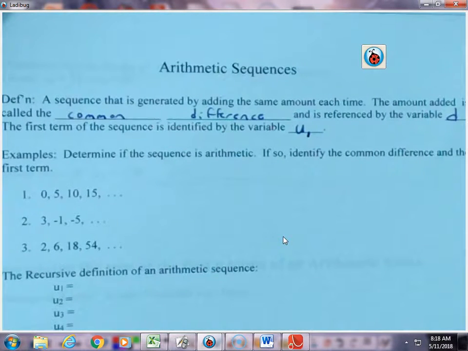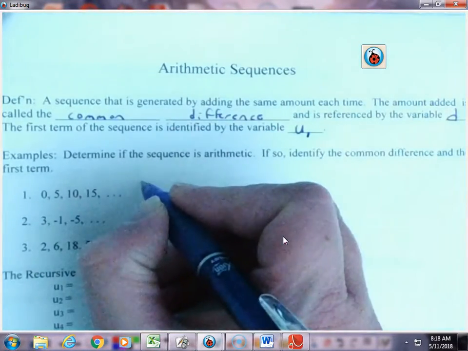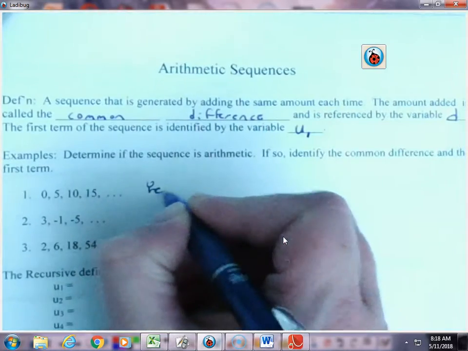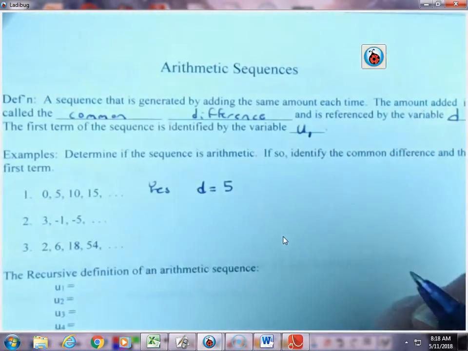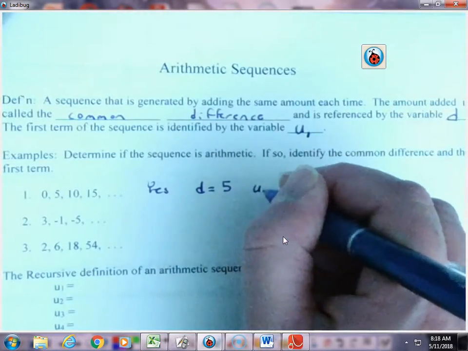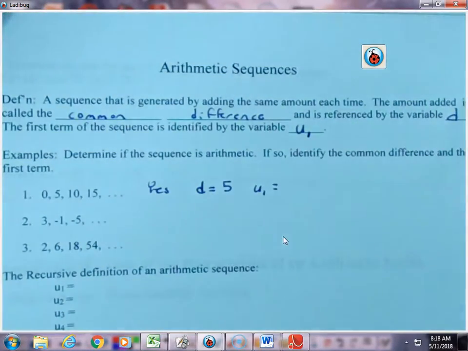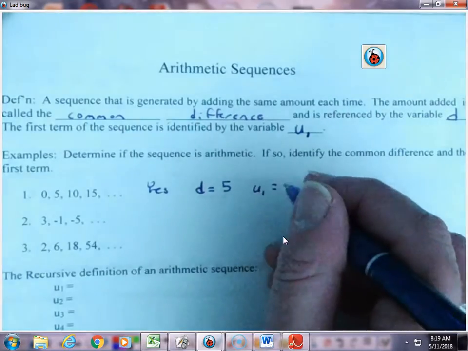Okay, this says determine if the sequence is arithmetic. If so, identify the common difference and the first term. So if I'm asking you if it's arithmetic, I'm asking you, are you adding the same thing every time? Yes, 5. He's got it. So, yes, 5. That's the answer. So the common difference is 5. And u sub 1 would be what?